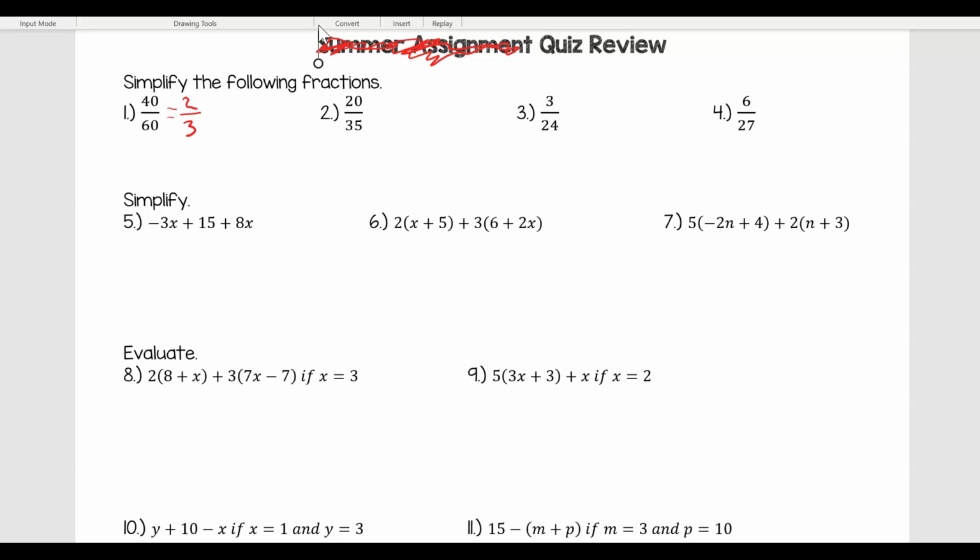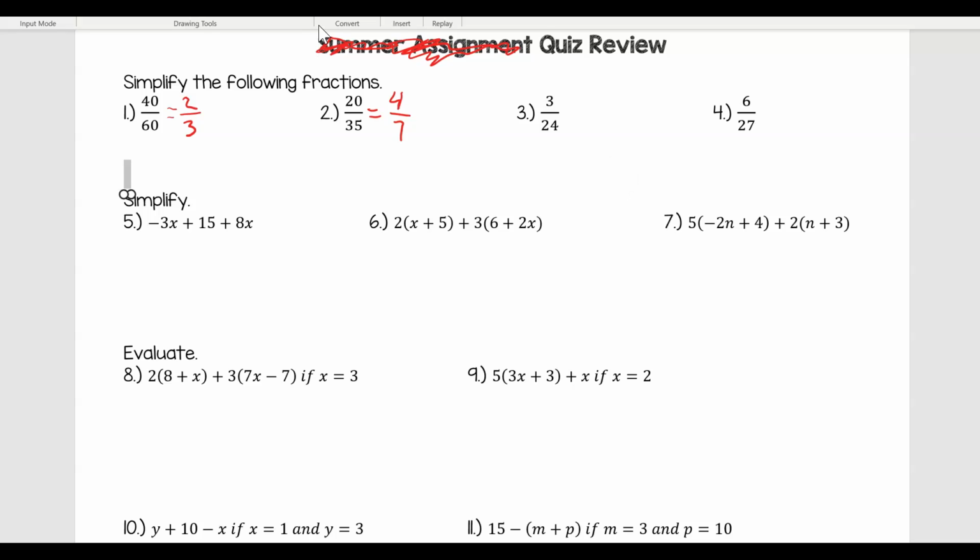In the next one, I have 20 over 35. Now 20 is an even number, but 35 is not. It's an odd number. So I know I can't use 2. But when I think about a number that ends in 0 and a number that ends in 5, I think that 5 ought to divide evenly into both of those. So I'm going to take 20 and divide by 5, and that would give me 4. And now I'm going to take 35 and divide by 5, and that gives me 7. So in simplest terms, that one would be 4/7.